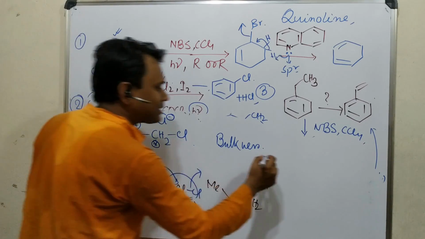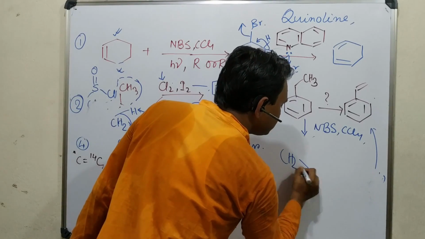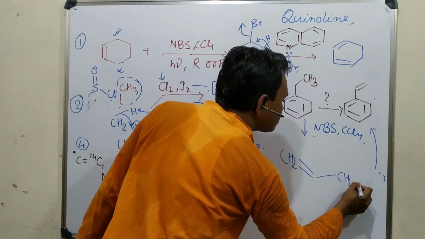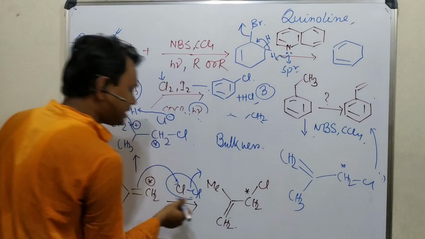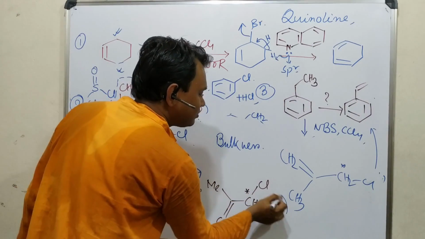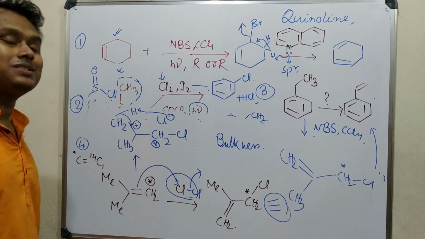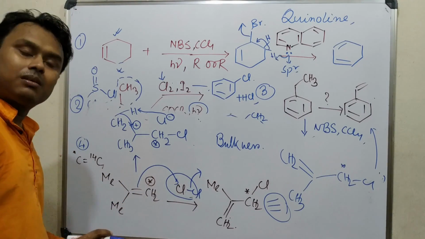So what will be the product? The product will be CH2, this CH2Cl, and here CH3. So this is actually the same thing. So that's how this reaction is happening. No, you don't need to be surprised. This is a very easy example.